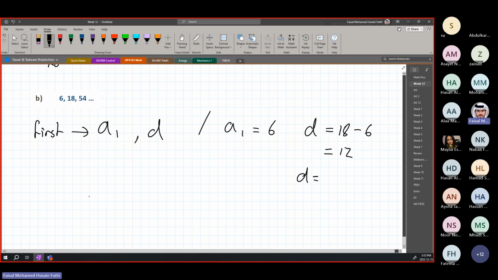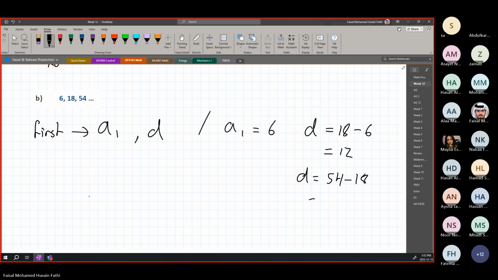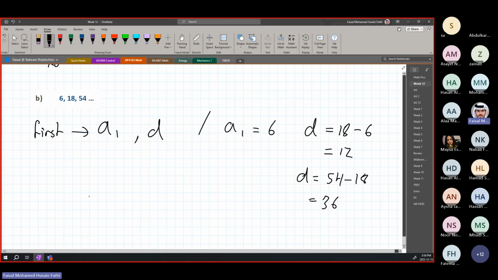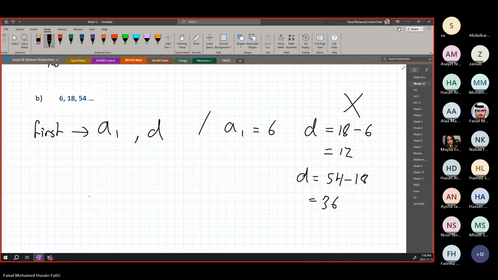But then when you do 54 minus 18, this is equal to 36. This is not an arithmetic sequence. I believe this is a geometric sequence, if I'm not mistaken, because 6 times 3 is 18, times 3 is 54. All right? I don't know why you have this, because in the rubric, it doesn't say you have geometric sequences in general. But just in case, let's solve one.